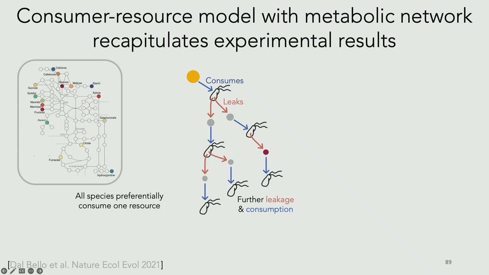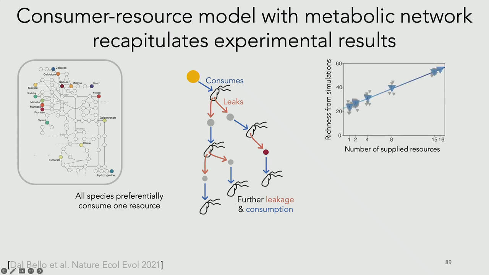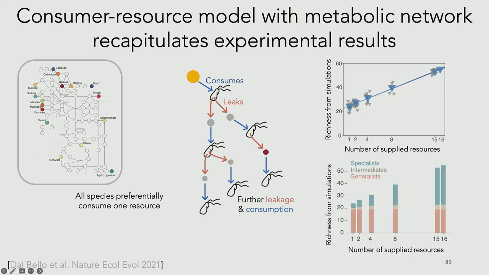So if we do the simulation, keeping this in mind, we finally found that we can kind of recapitulate this relationship between the number of resources and the richness that we see in the experiments. And the funny thing is that we kind of also recover this distribution of habitat generalists and specialists that we observed in our data. And yes?